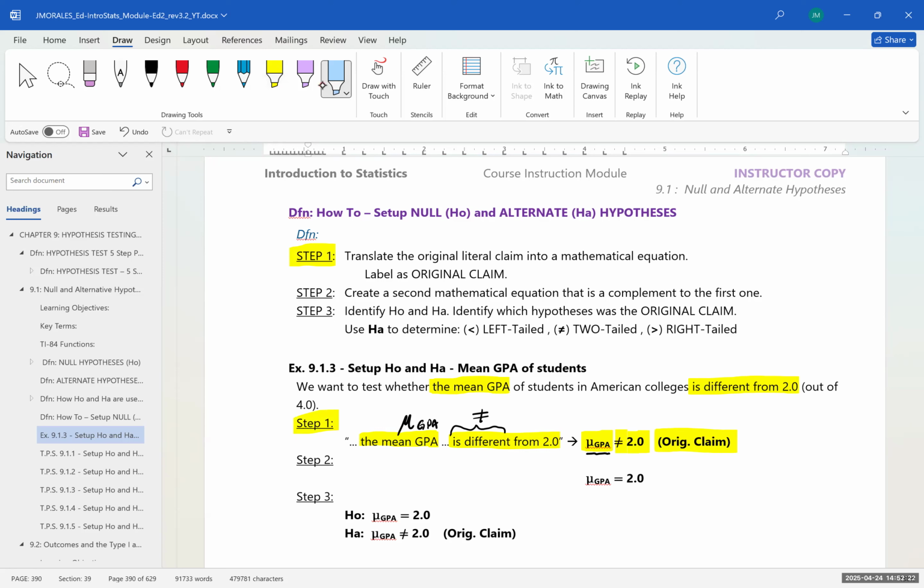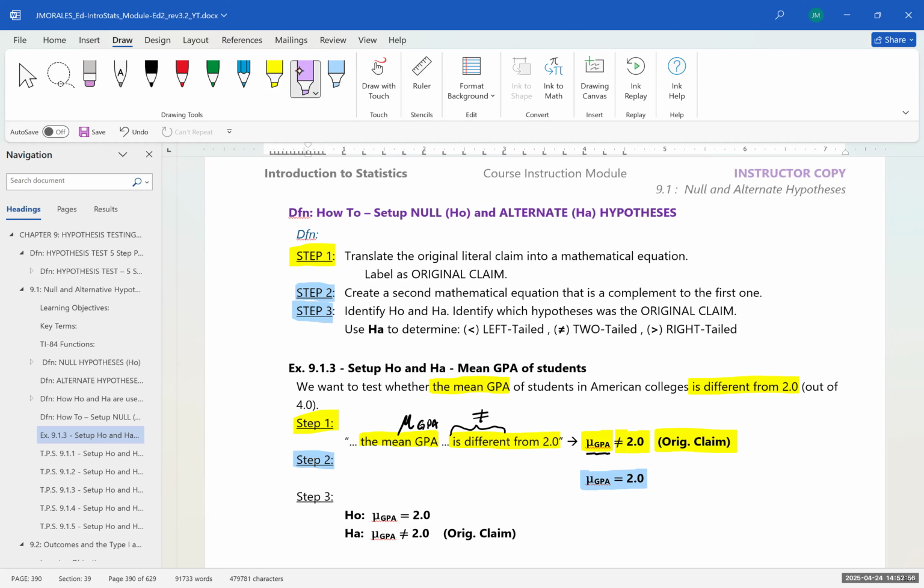Step two is to create a second mathematical equation that is a complement for the first one. All right, so if the first equation is that mu GPA is not equal to 2, what's the complement to that? Mu GPA is equal to 2.